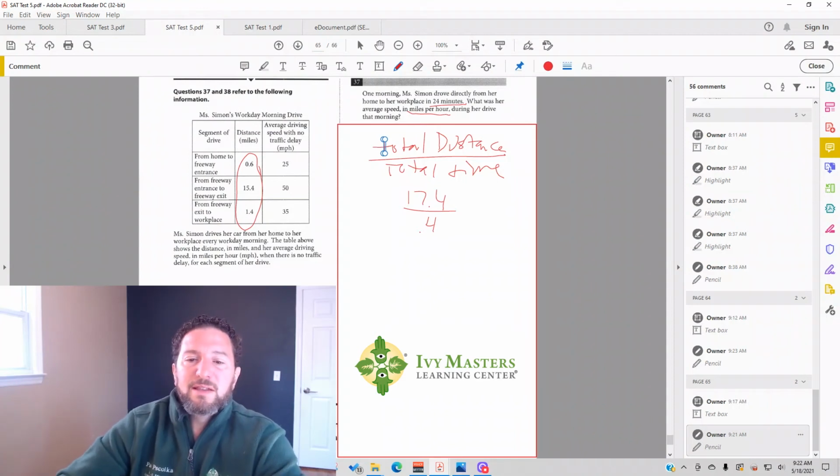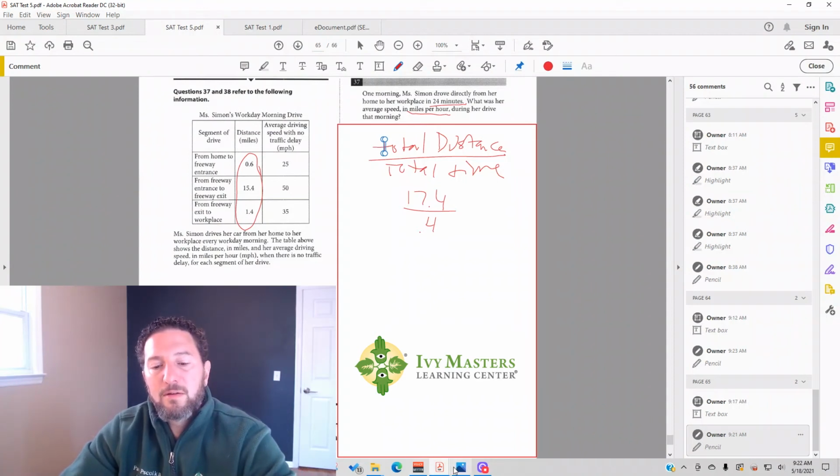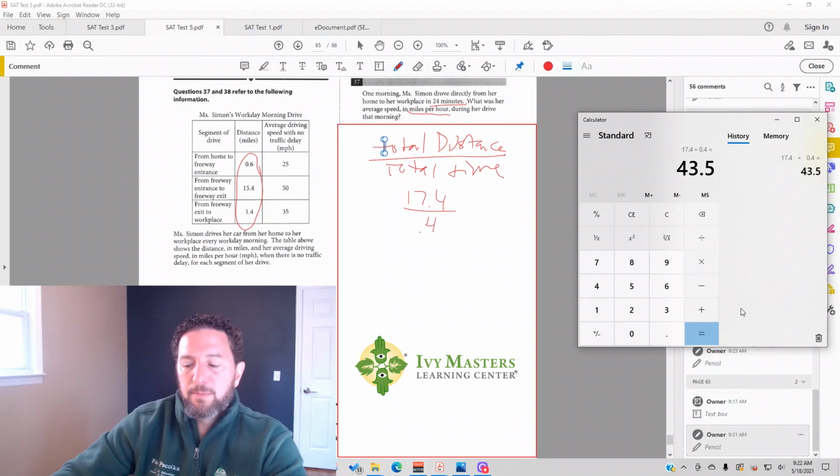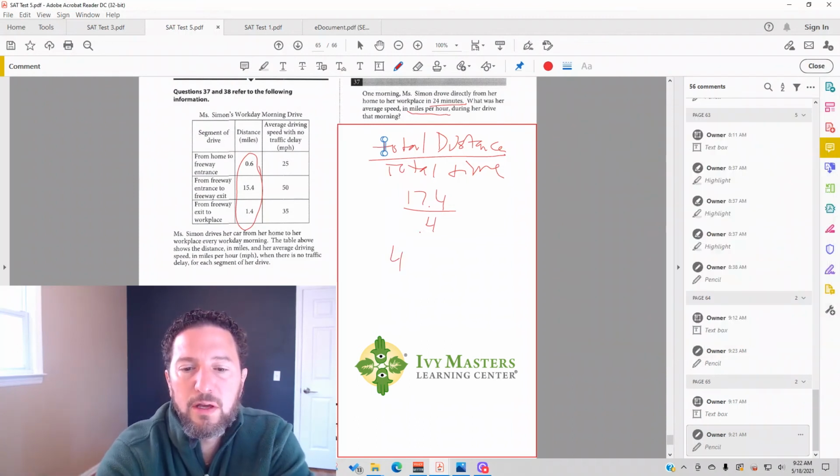And once again, this is your with-calc math section. So on my high-tech calculator, 17.4 divided by 0.4, you wind up with 43.5, which is your correct answer.